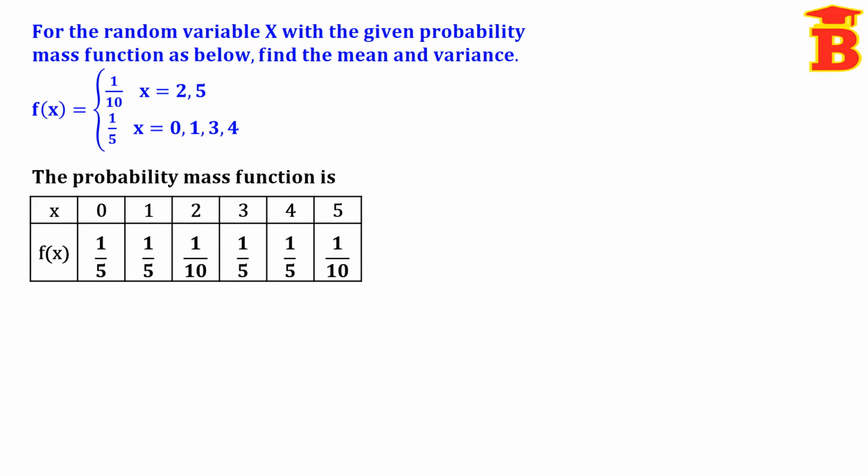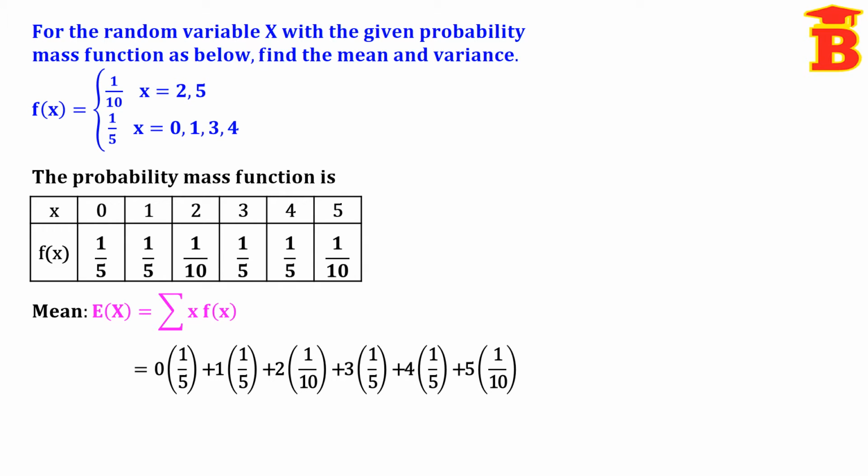We have to find mean and variance. So this is mass function, so we have to use summation formula. Mean E of x equal to summation x into f of x. See, the first row is x, second row f of x. So just multiply and add. So see the process, 0 into 1 by 5 plus 1 into 1 by 5 plus 2 into 1 by 10 plus 3 into 1 by 5 plus 4 into 1 by 5 plus 5 into 1 by 10.